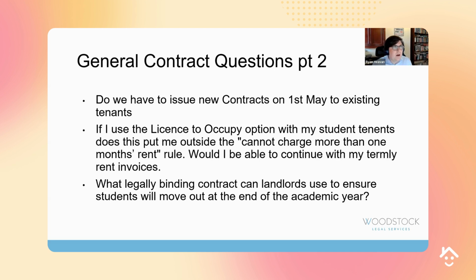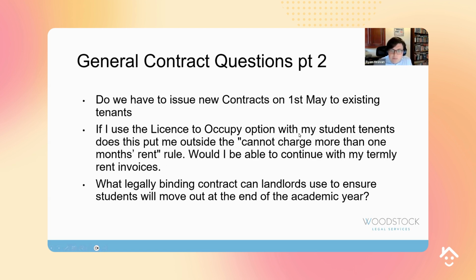I'm trying to remember what the ministry's guidance said about timings on this. I think they were going to make the document available a good month or so before 1st of May. So it shouldn't be hard to source this thing. You should be able to just download it from the government website, make sure it's given to all your tenants, and then you're good.